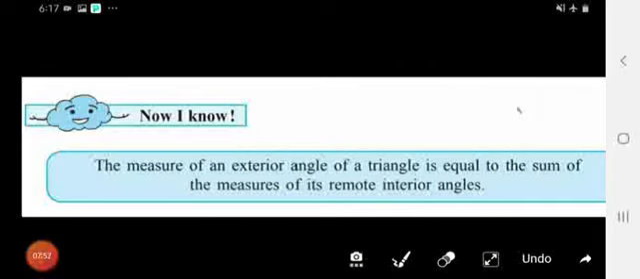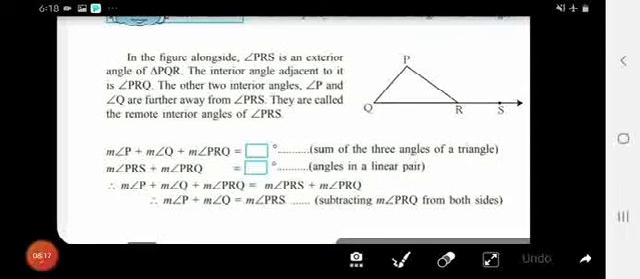There is one property related to the exterior angles of a triangle, and that property is: the measure of an exterior angle of a triangle is equal to the sum of the measures of its remote interior angles. What is that, we will see. The property says that the exterior angle of a triangle is nothing but the sum of the 2 remote interior angles.